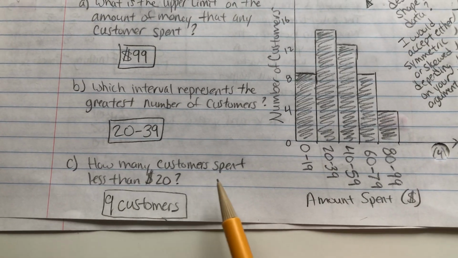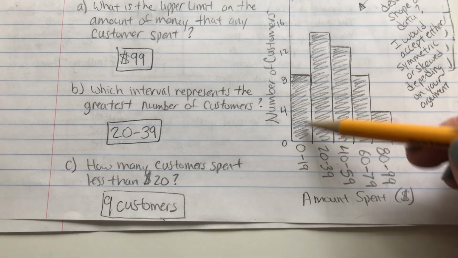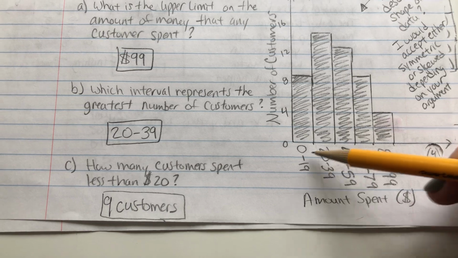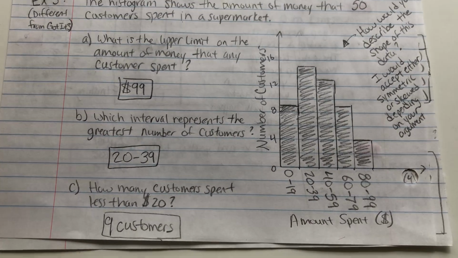And part C, how many customers spent less than $20? Well, that's what we just talked about at the beginning. This bar here goes up to 9. It represents $0 to $19. So only 9 customers out of all of them.